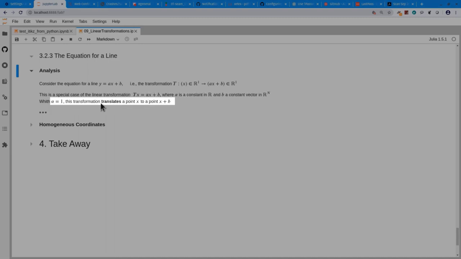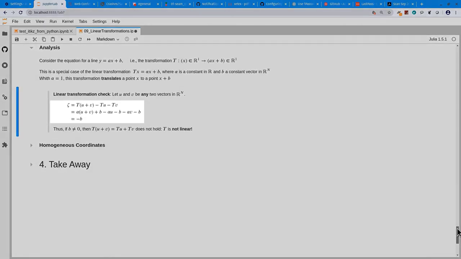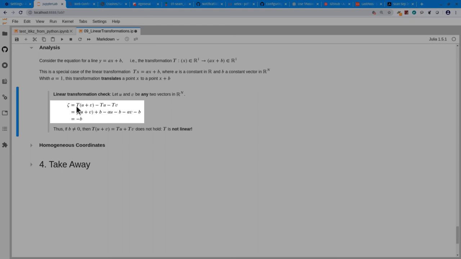For alpha equals 1, this general transformation simply translates a point from x to x plus this constant vector. Now, when I try to figure out whether or not the transformation is linear, I compute T(u+v) minus T(u) minus T(v). T(u+v) is alpha(u+v) plus that vector b, then minus T(u) is minus alpha u minus b, and minus T(v) is similarly minus alpha v minus b. So here's that expression. Now I simplify, and I end up with the vector minus b.